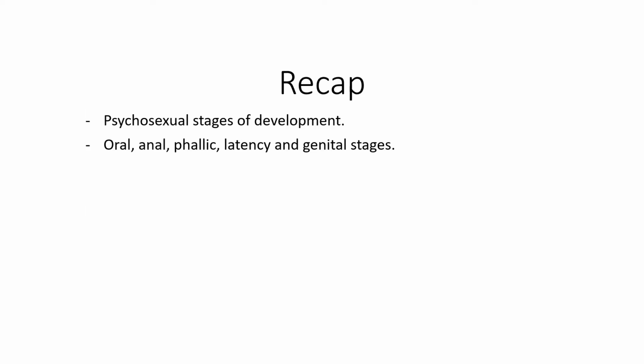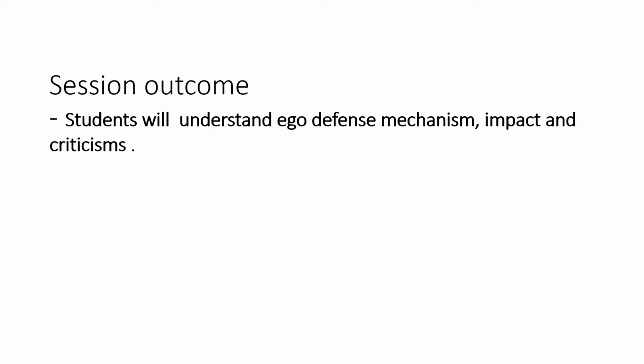A quick recap. In the previous session, we discussed the psychosexual stages of development. The five stages are oral stage, anal stage, phallic stage, latency stage, and genital stage. In this session, we will understand ego defense mechanisms, their impact, and several criticisms of them.